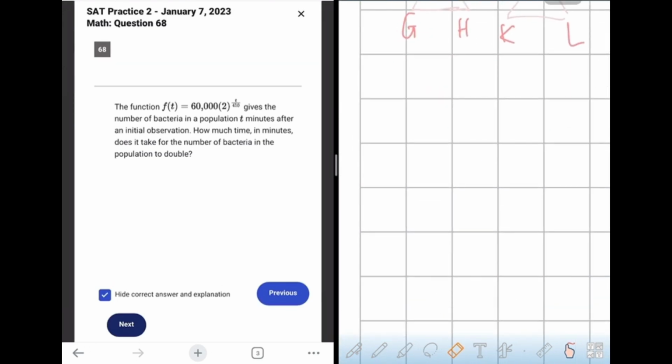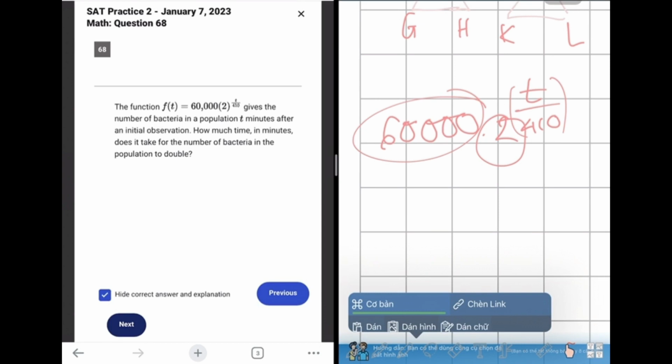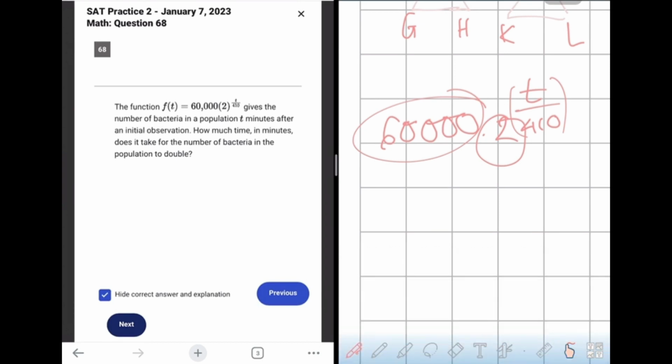Now number 68. They ask how much time it takes for the number of bacteria in the population to double. So you see the constant here. I will write down the equation. You see this is the initial number, so we will forget about it. And here, you see it's a constant, so if it is 2 here, it means the number will be doubled, and here is what we should consider.